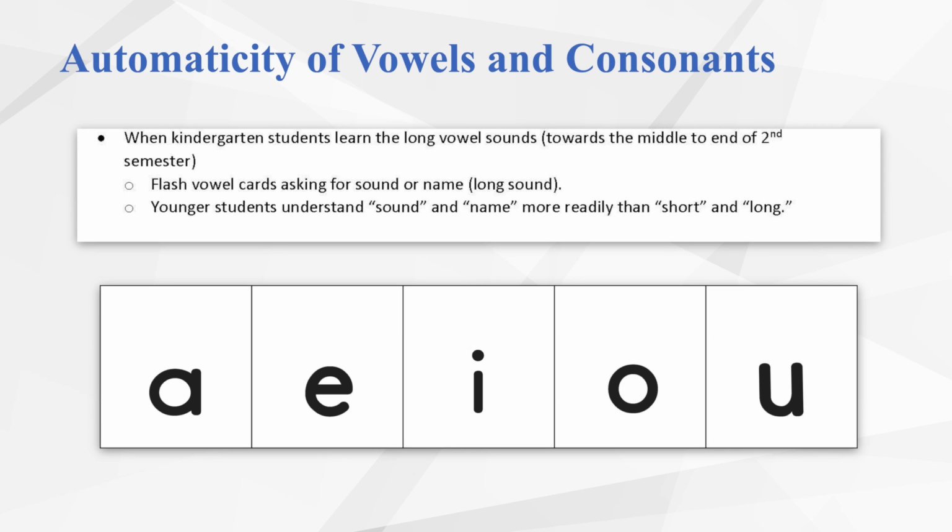This brings us to the terms sound and name. With younger students, we do use the terms sound and name. They seem to grasp these concepts more readily than short and long. In late first grade and early second grade, we do shift the terminology to short and long, and we also introduce the breve and the macron symbols.